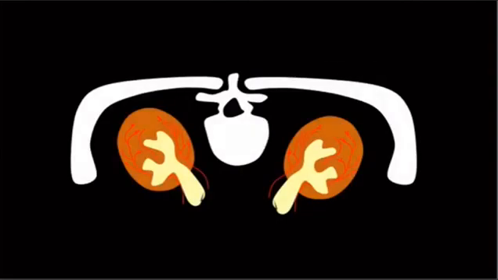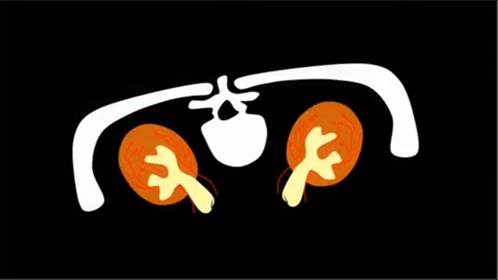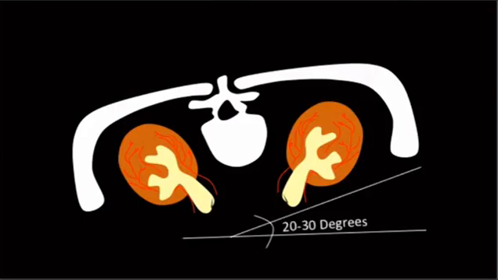All right, so what does a procedure look like? Typically, the patient is placed prone. Most places will angle the ipsilateral kidney about 20 to 30 degrees. Most places will tell you to target about 10 centimeters lateral to midline, but not beyond the posterior axillary line.